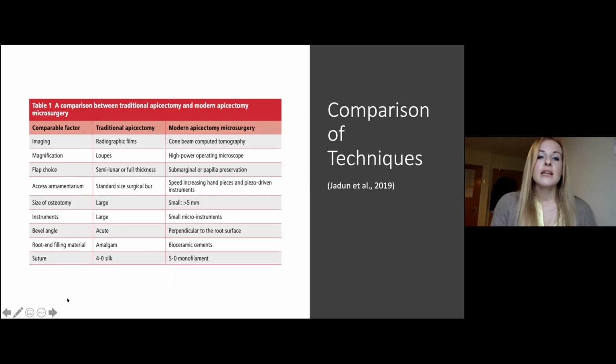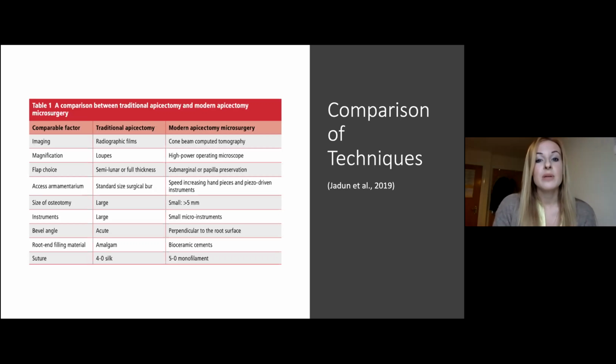So if we look at the techniques and the differences between the modern apicectomy microsurgery in comparison to the more traditional approach, we can see that, as I said before, CBCT is vital in terms of diagnosis and treatment planning. A high power operating microscope is required, and the type of flap design is also slightly different, with the semilunar flap now falling out of favour in preference for the papilla preservation flap.